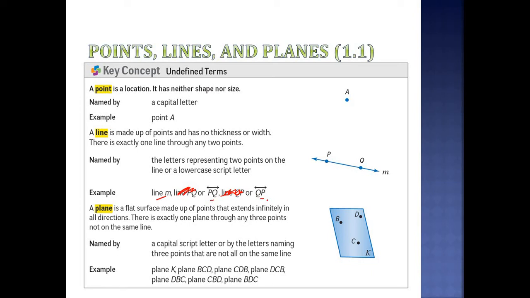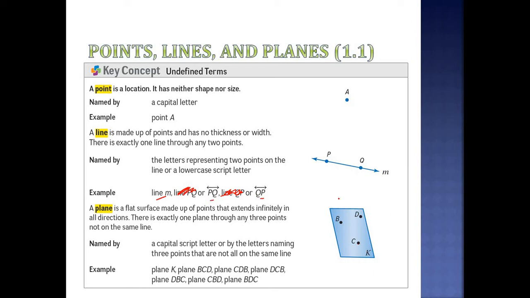And the last undefined term, a plane. A plane is a flat surface made up of points that extends infinitely in all directions. There's exactly one plane through any 3 points not on the same line. Basically, the easiest way that I can describe what a plane is, it's not a thing you fly to get from city to city. It's a geometric object. It sort of models a wall or a floor or a ceiling, or like a basketball court. Planes are named by a capital script letter or by the letters naming 3 points that are not all on the same line.